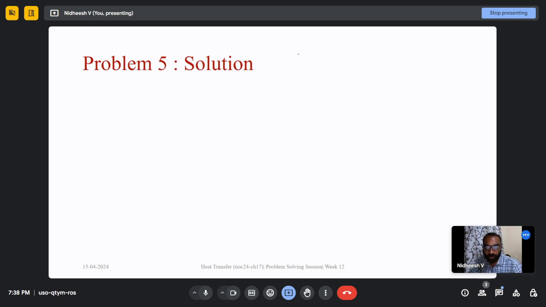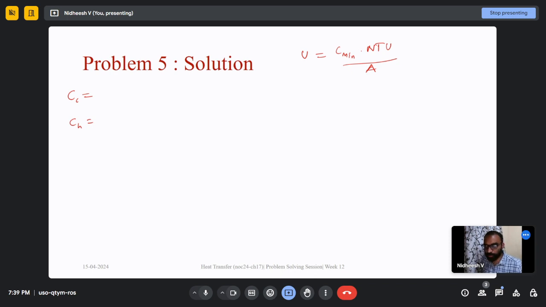Overall heat transfer coefficient U equals C minimum times number of transfer units NTU divided by area. This is the expression for the overall heat transfer coefficient. In this, A we know, it is given to be 10 meters square, and if we find NTU and C min, we can calculate this. For finding NTU, that effectiveness expression was given. So let's first get C for the hot fluid and C for the cold fluid.